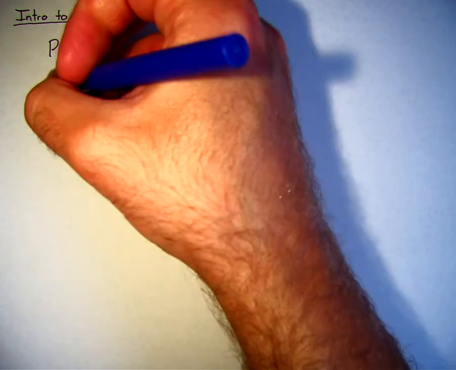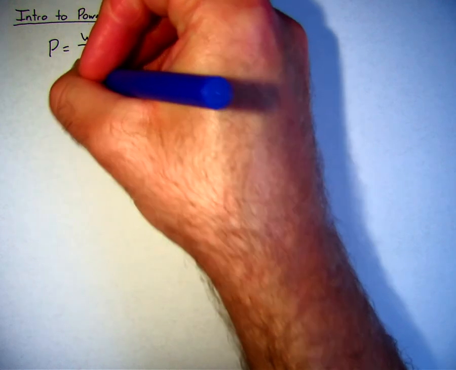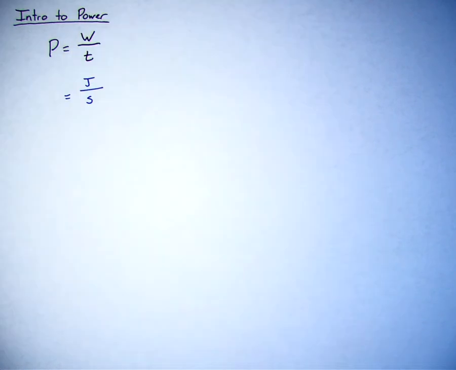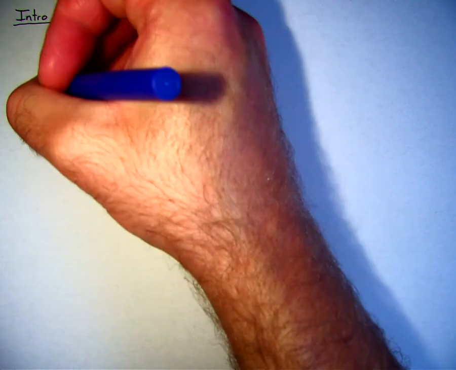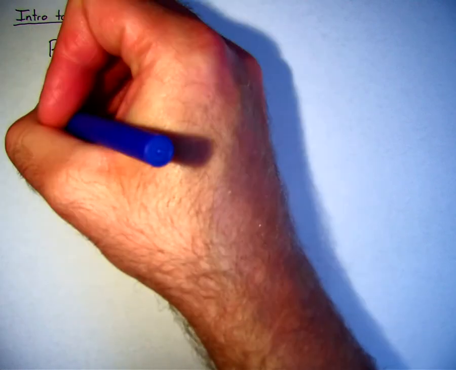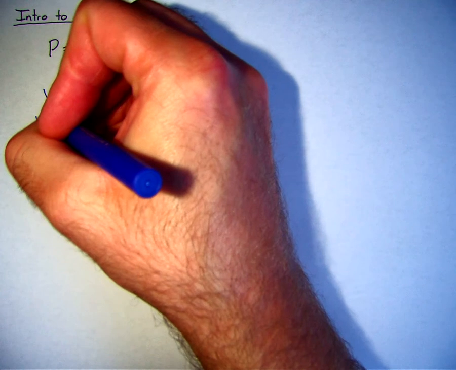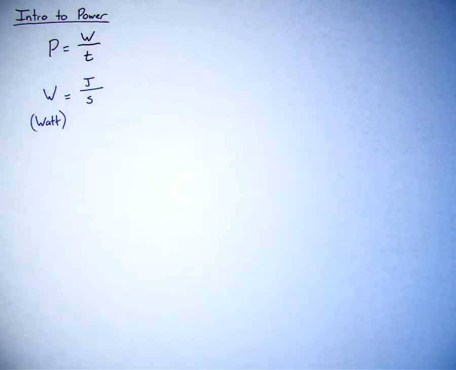So if we look at this from a unit point of view, work we know is in joules, time is in seconds. So if we were to take joules divided by seconds, that gives us our unit of power, which is the watt. So watt is the unit of power.